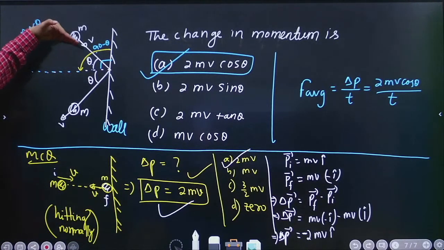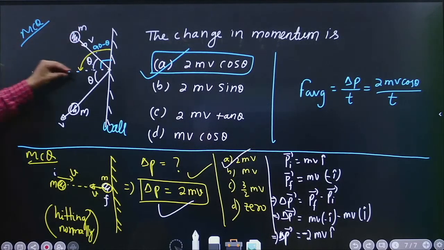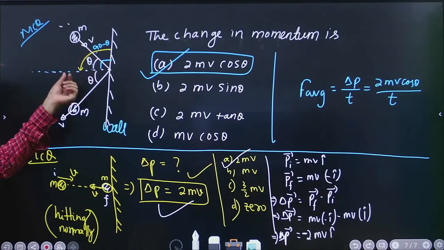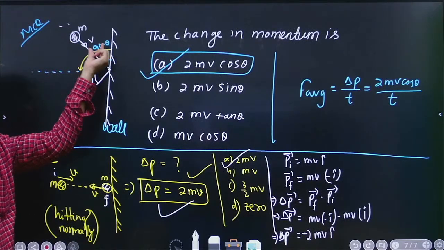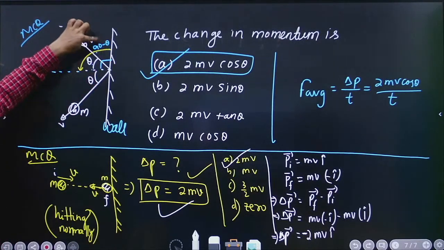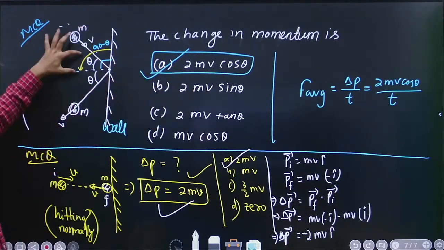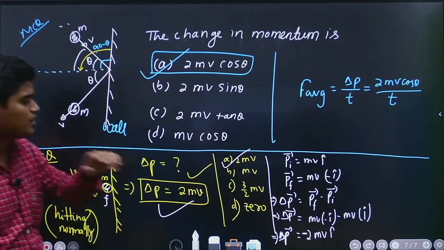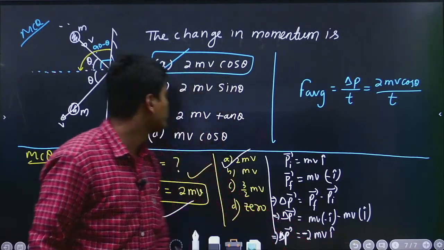So this is normally hitting. Normally hitting means this ball is coming, hitting and coming back. But here it is making some angle with the wall. You be careful: if this angle is given, then it is 2mv sin theta. If this other angle you know, then it is 2mv cos theta. So that one you can do.